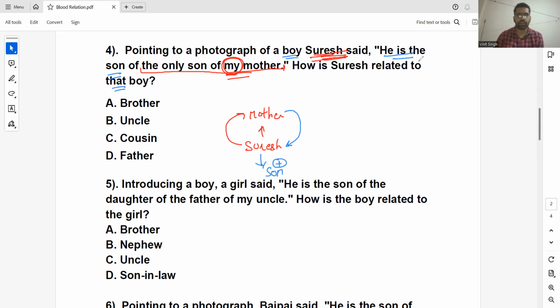So how is Suresh related to that boy? There is a son of Suresh. Now Suresh will be a father. How is Suresh related to that boy? Suresh will be the father of that boy.